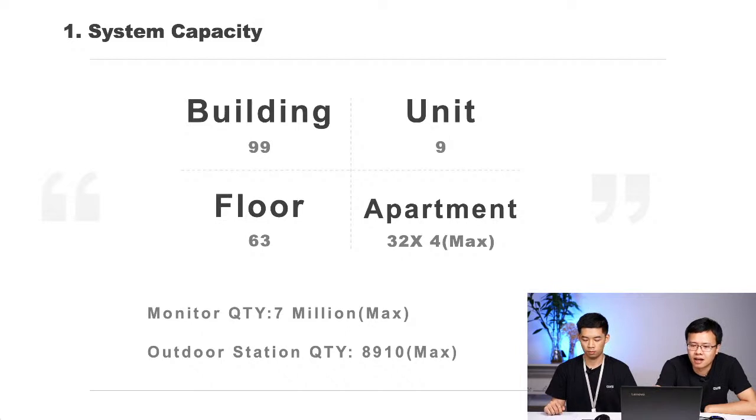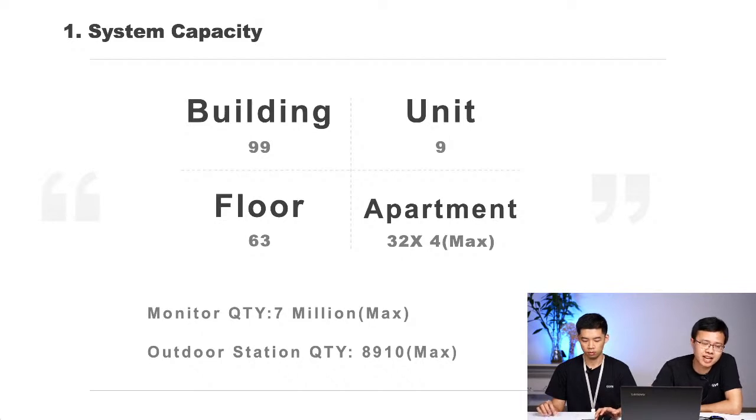That's the maximum quantity for a community. It allows 99 buildings, each building can have 9 units, and each unit can have 63 floors. Each floor can allow 32 apartments. So this is a very big capacity for a community.